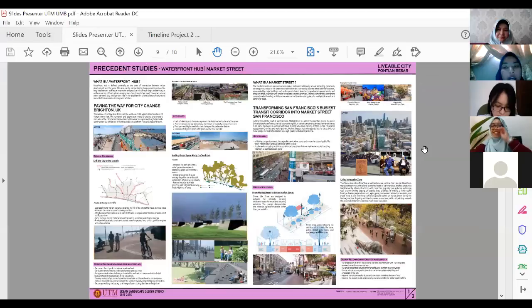As you can see, these are the two precedent studies that I referred to for my design ideas for my master plan. The first one is the case study in Brighton, UK, which also faced a similar issue as Pontian.